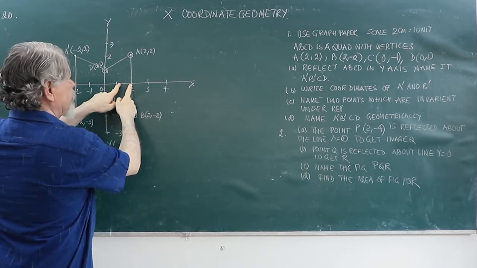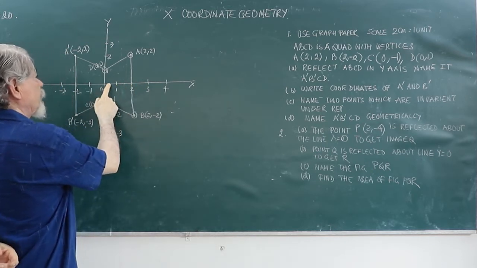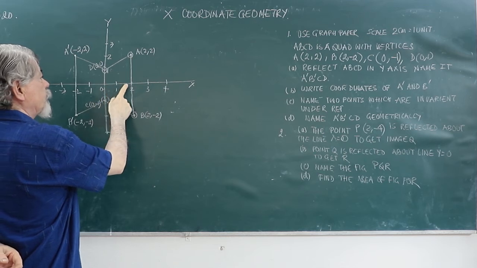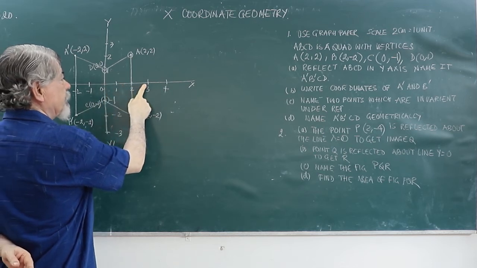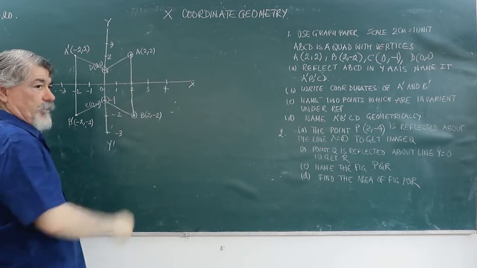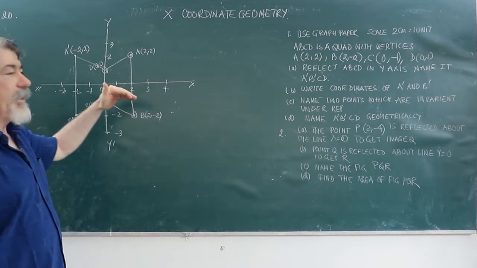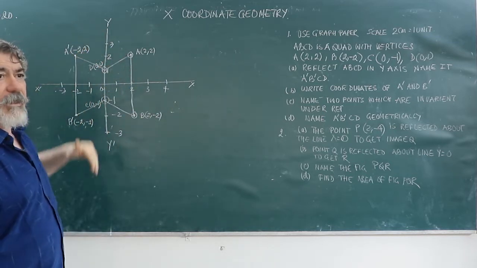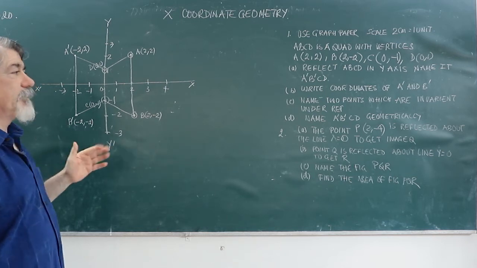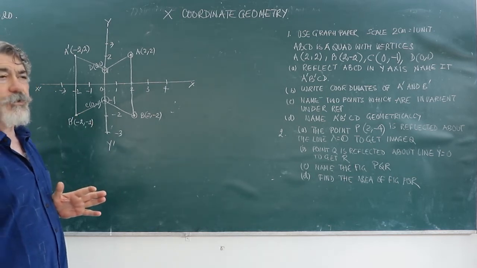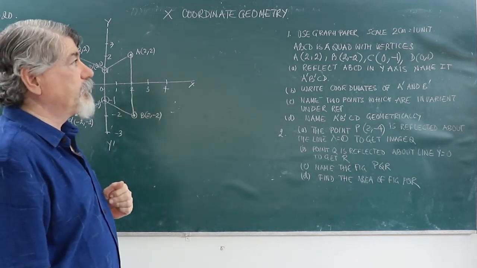The distance between 0 and 1 is 2 centimeters. 1 to 2 is 2 centimeters. 2 to 3 is 2 centimeters, and so on. Similarly on the minus side, along the y-axis and along the x-axis, the same scale is being used. He says plot the points.